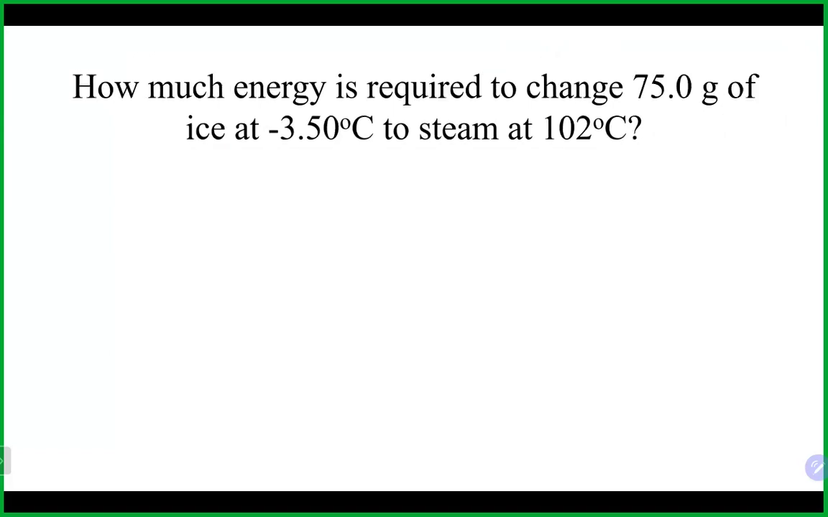So at step number 1, we're going to go from ice at minus 3.5 degrees Celsius to ice at 0 degrees Celsius, which is our normal freezing point, melting point. It is in the same phase, right? They're both ice, they're both solid, but we are changing the temperature. So as I mentioned before, when you're in the same phase but change the temperature, that's going to be your specific heat equation here. Q equals ms delta T.